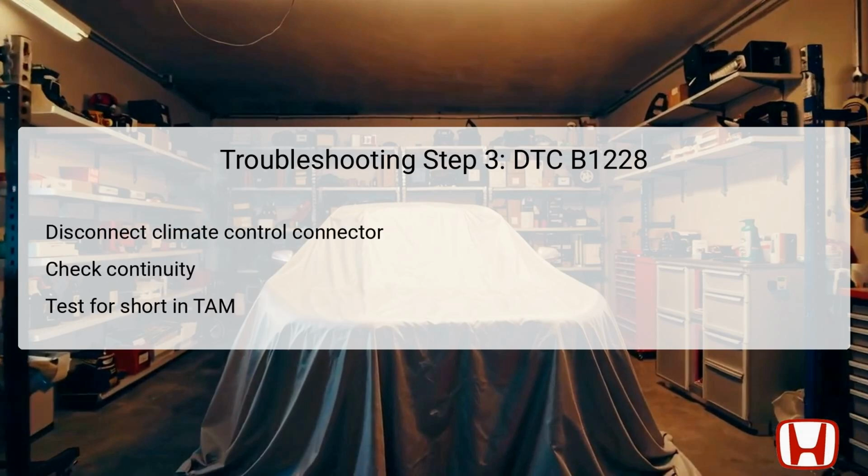The third troubleshooting step involves checking for shorted wires in the TAM line. First, disconnect the climate control unit's 32P connector to gain access to the wiring associated with the outside air temperature sensor. With the connector disconnected, you will check for continuity between two test points.